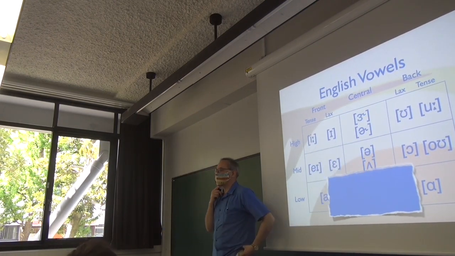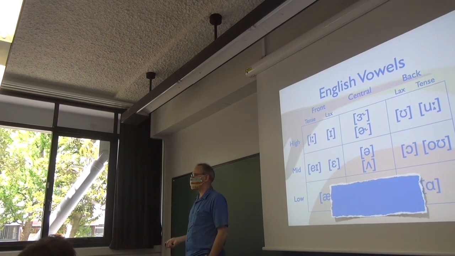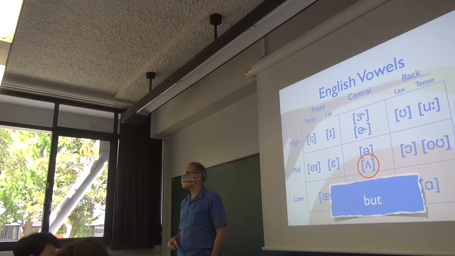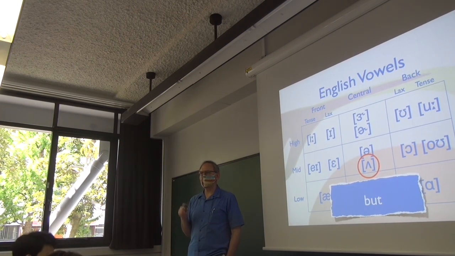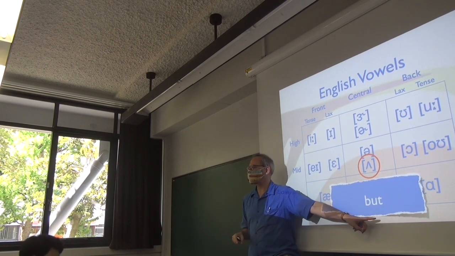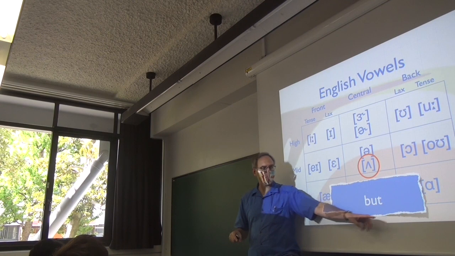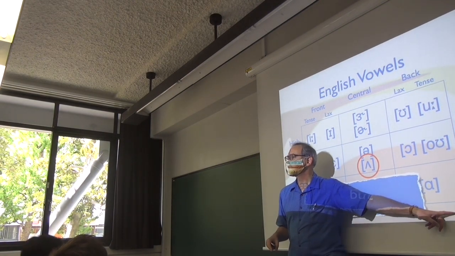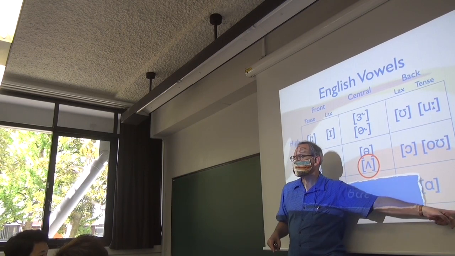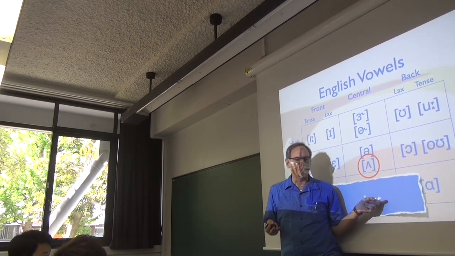Moving to the central vowels, right? The central vowels we have mid-central, tense and lax. So there's the stressed mid-central vowel, as in the word but. But, which is different from bot. Bot is low and but is mid.